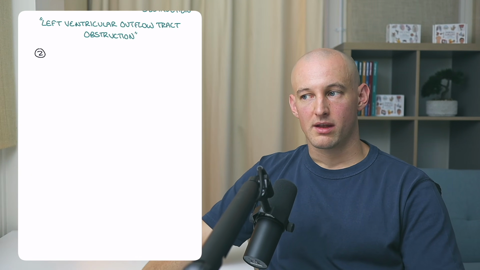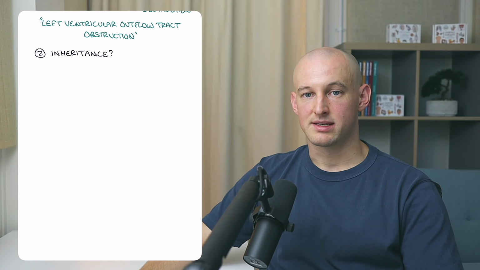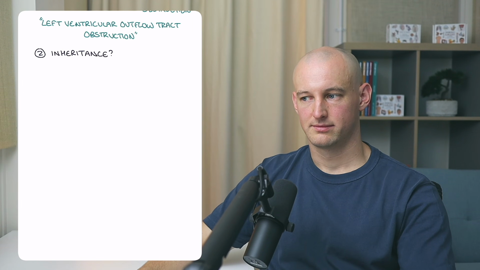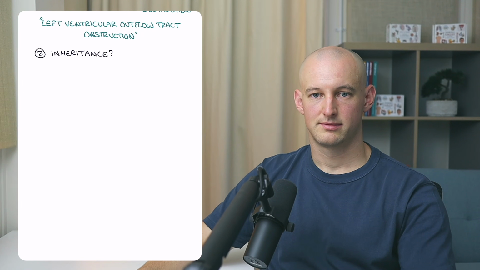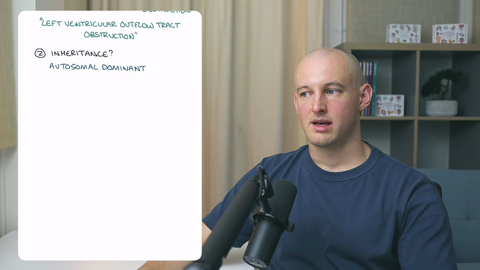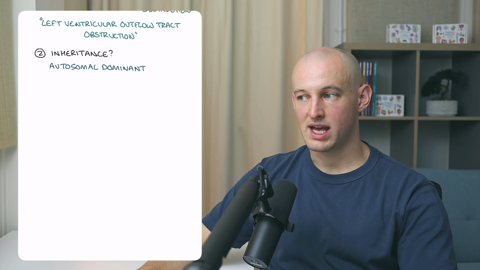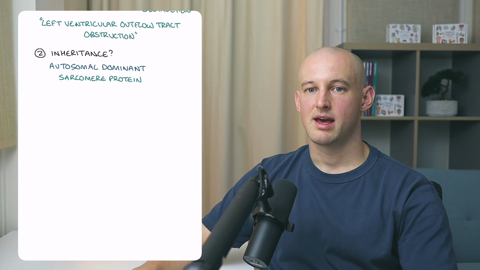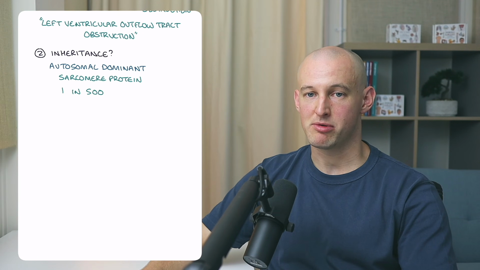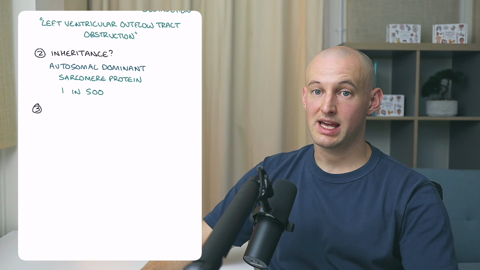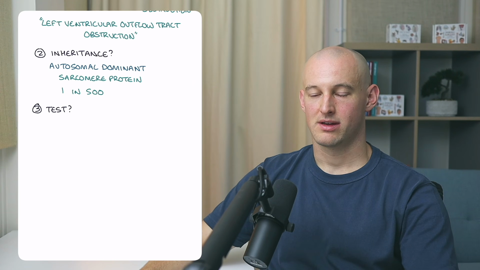Question 2. What is the inheritance pattern of this condition? It's an autosomal dominant condition. It's caused by a mutation or a gene defect which codes for the sarcomere protein, and it affects about 1 in 500 people. So it's relatively common. Question 3. What's the key diagnostic test? The first line test you're going to do on this patient.